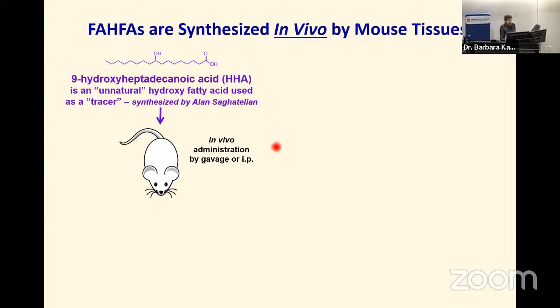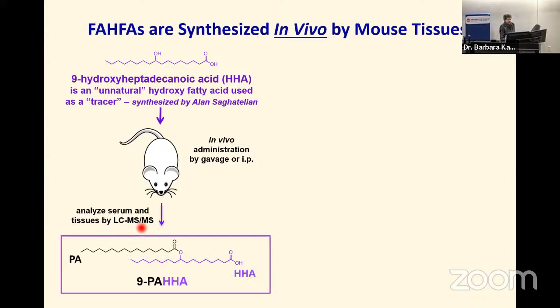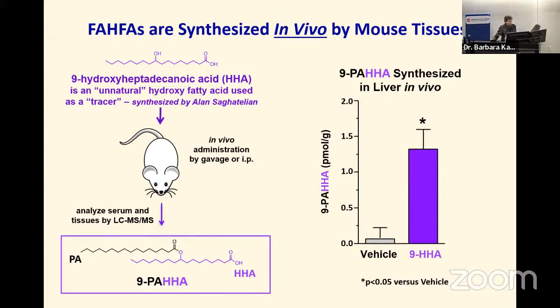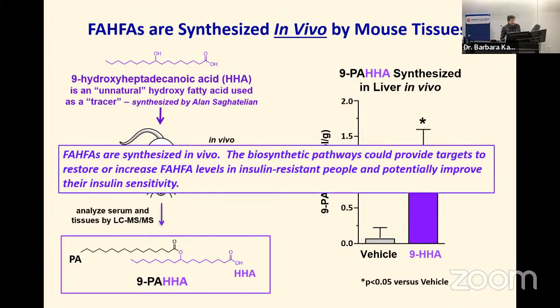And we can actually gavage mice with this lipid, and then we can analyze the serum and tissues by LCMS, looking for this lipid, the HHA, being incorporated into a FAFA. So it finds the palmitic acid, and it constitutes the hydroxy fatty acid to make a palmitic acid HHA. So here are the results I'm showing you in liver. Vehicle-treated mice don't have a significant amount of this FAFA, but the 9-HHA gavaged mice have easily detectable levels of this PAHHA. So FAFAs are synthesized in vivo.